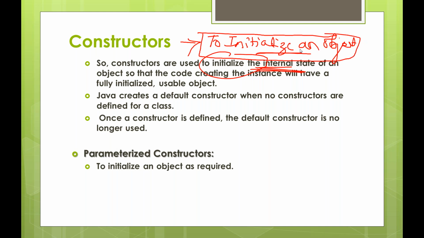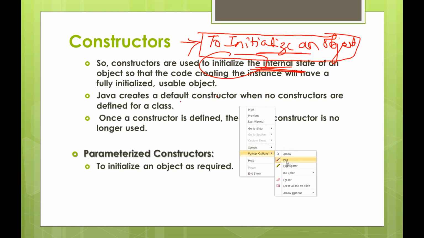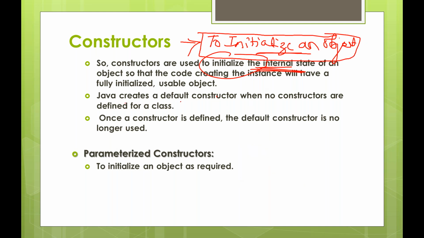A few other important points to remember about constructors: as we have seen yesterday, Java creates a default constructor if we don't define anything. If a programmer doesn't define any constructors within the class, Java defines a default constructor. As we saw in yesterday's class, default constructors will not have any parameters.